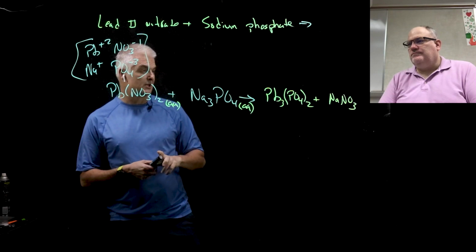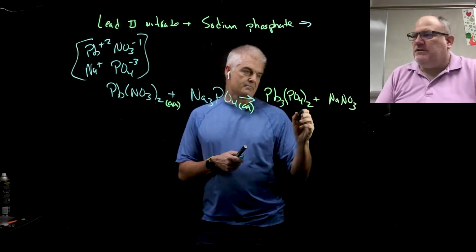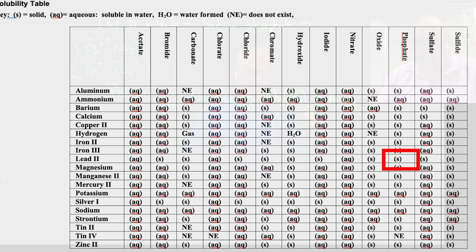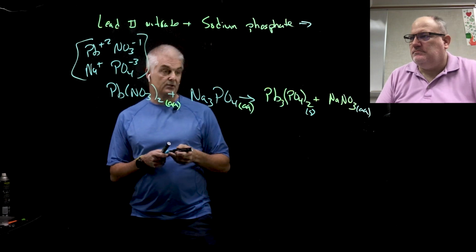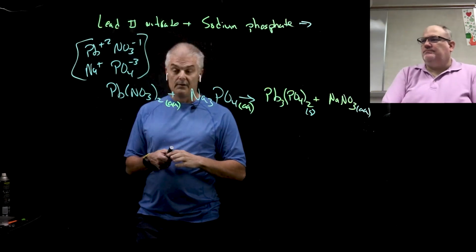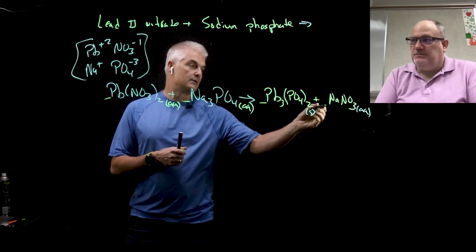Now, Mr. Dimitrievich, can you look up lead phosphate and sodium nitrate on the table? What do we find? Well, let's start with lead phosphate. If you take a look at it, it is a solid. And sodium nitrate is AQ. So that reaction occurs.